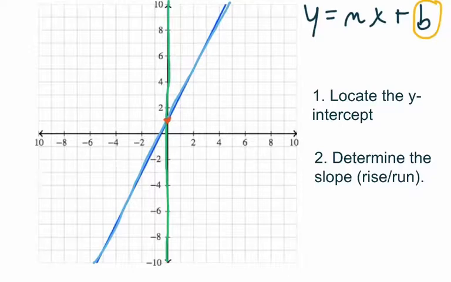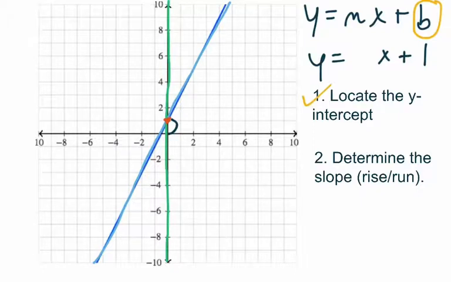What does it go across at? What value, what number? It looks right at 1. Remember, 0 is there. We're going up just right over there. It's at positive 1. So I know the b in my equation is going to be a plus 1. So this is going to be y equals something x plus 1. So we determined the y-intercept. That's pretty easy to find. You just find where the line is crossing the y-axis.